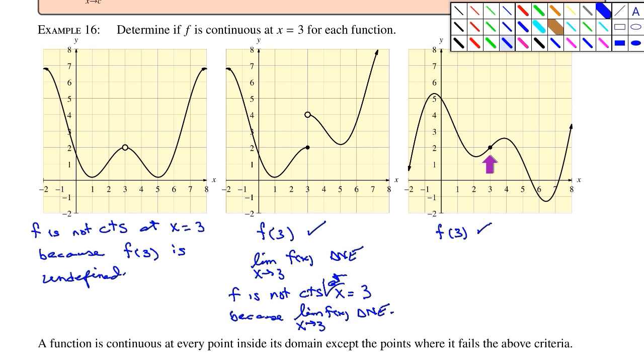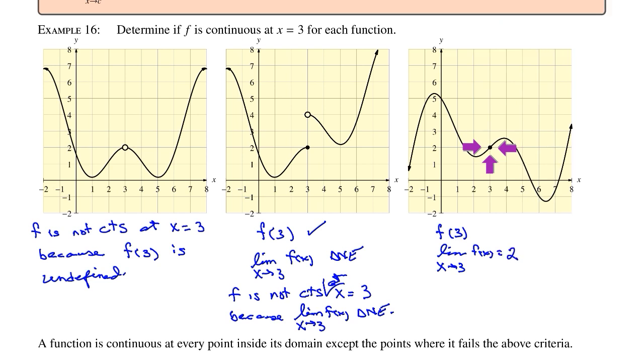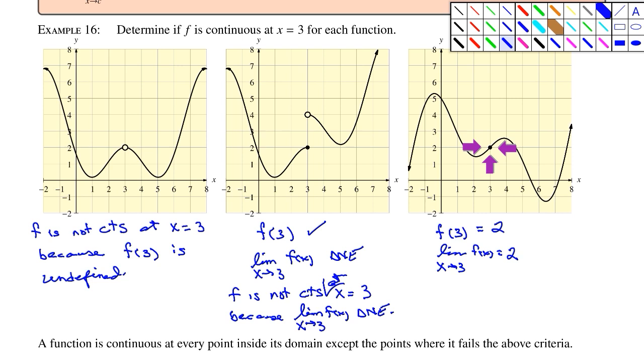Secondly, how about the limit? Well, if I come in from the left, I get 2. If I come in from the right, I get 2. And so the limit as x goes to 3 of f of x is equal to 2. Let's go ahead and mention that the function value was 2 as well. And now that these two are the same, that means f is continuous.